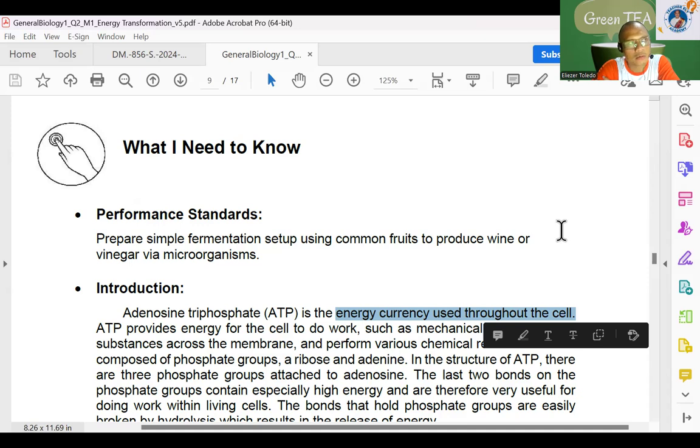Okay? So, is ATP only in animal cells? Or does it include also plant cells? So, I need to stop on this one. Please bear on that question again. Is ATP just for animal cells or animals? Or will this include also plants?